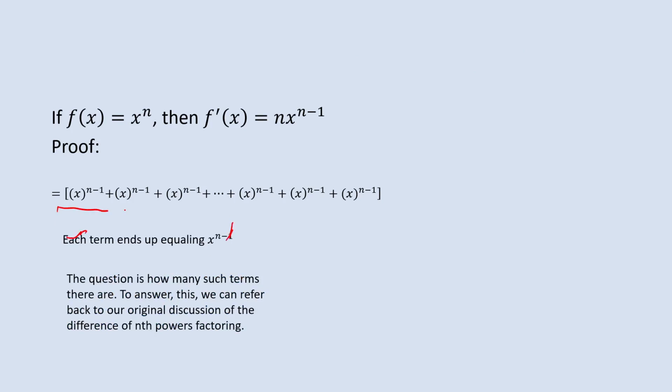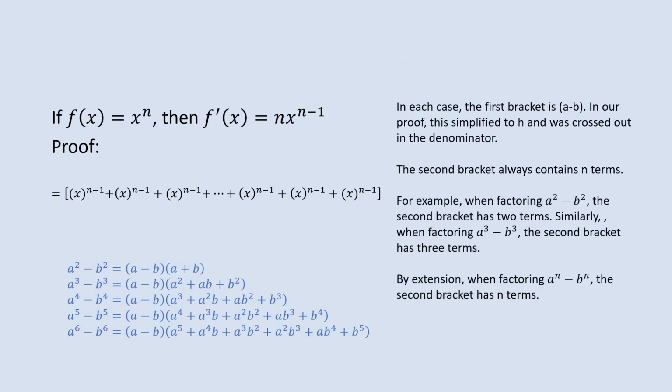Going back one slide, that's all that we have here. This long factor here, all of those are just the terms from the second factor of the difference of nth powers factoring after subbing in an h value of 0. So in other words, we have n of those terms. Like it says on the right-hand side of this slide, in each case, the first bracket is a minus b, and this was simplified to h and crossed out in the denominator. Then the second bracket always contains n terms.